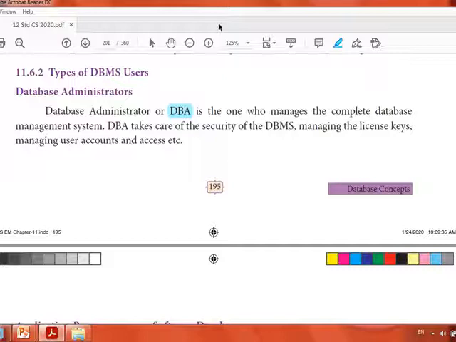So what is the role of a database administrator? He is the manager, head of the DBMS, and he has to manage the license keys, user accounts and access permissions. So everything is in the hand of the DBA, database administrator.